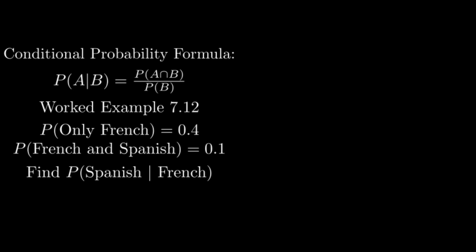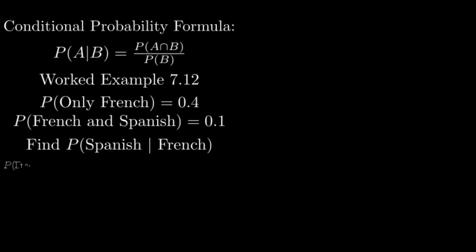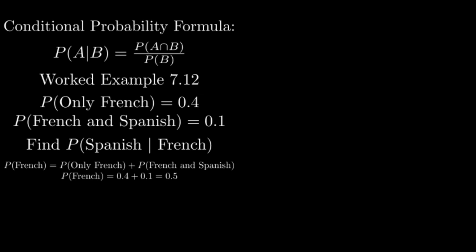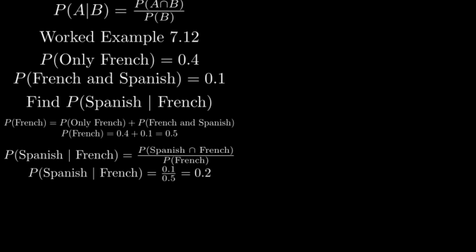First, let's find the total probability of studying French. This includes those who study only French and those who study both. So P(French) is 0.4 plus 0.1, which equals 0.5. This will be our denominator, our P(B). The intersection, P(Spanish and French), is given as 0.1. This is our numerator. Using the formula, P(Spanish given French) is 0.1 divided by 0.5, which equals 0.2. So there is a 0.2 probability that a student studies Spanish, given that we know they study French.